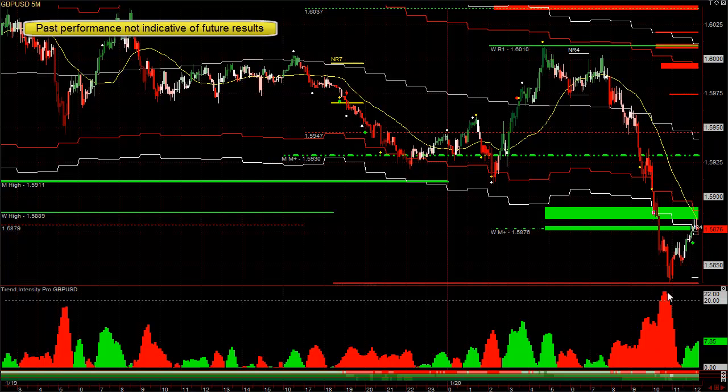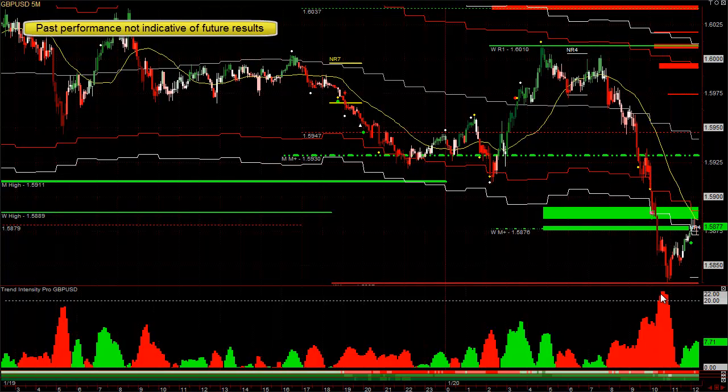This one was off the charts weak, and if it wasn't, you might have bought this little 1, 2, 3 reversal right here. Obviously that trade still worked, but whenever it has this much momentum on the way down, you might want to avoid buying those.